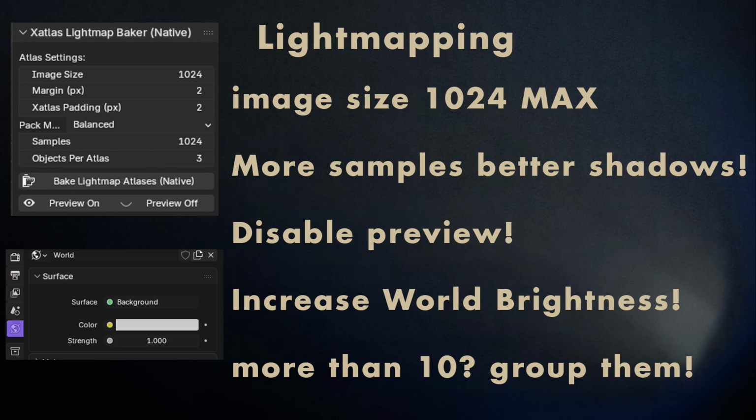If you enabled the preview to check your light maps after baking, make sure to disable it right before you start the final process. Also, if you have more than 10 objects, group them together to keep the bake clean. So if you have 20, 30 objects in your scene, do 3 objects per light map or something like that.